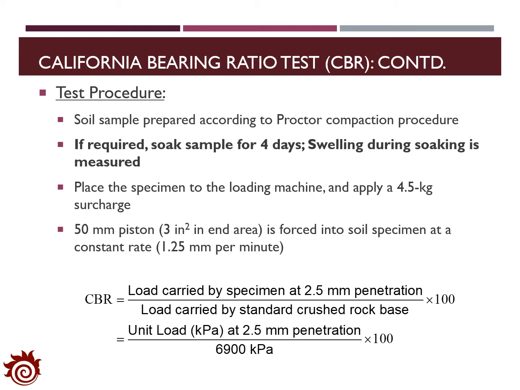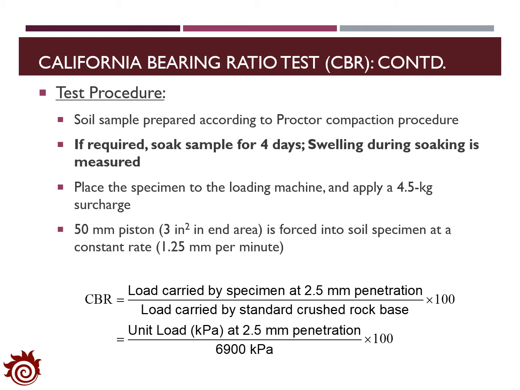Once the sample is ready, it will be placed in a loading machine and a 4.5 kilogram surcharge applied. This surcharge is put on top of the specimen to reproduce the vertical stress at the top of the subgrade. Usually it is 23 kilopascal, which will be caused by 1 meter of pavement layers.